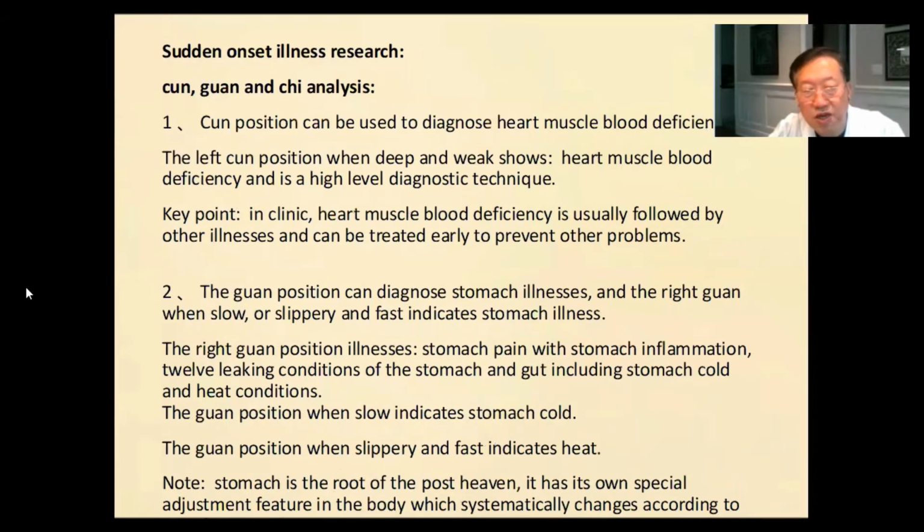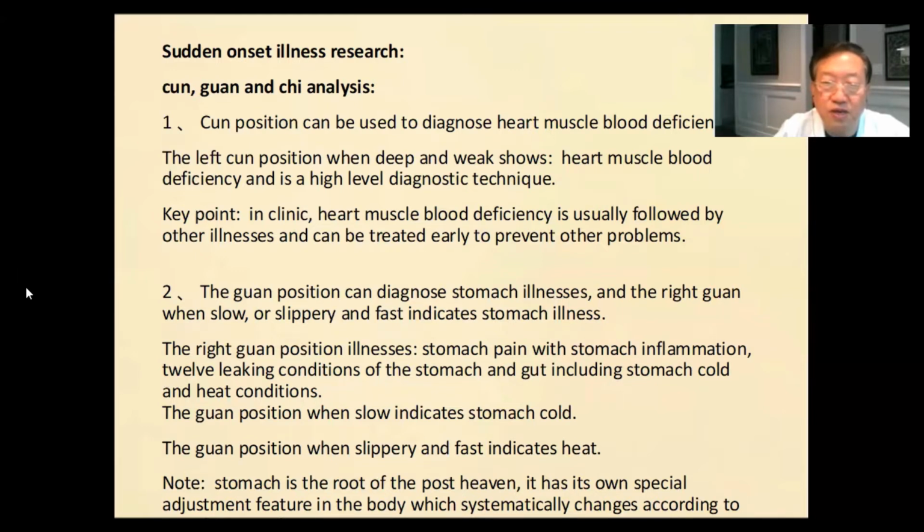Cun, Guan, and Chi analysis of sudden onset illness. 1. Cun position can be used to diagnose heart muscle blood deficiency. The left Cun position, when deep and weak, shows heart muscle blood deficiency and is a high-level diagnostic technique. Key point: in clinic, heart muscle blood deficiency is usually followed by other illnesses and can be treated early to prevent other problems.